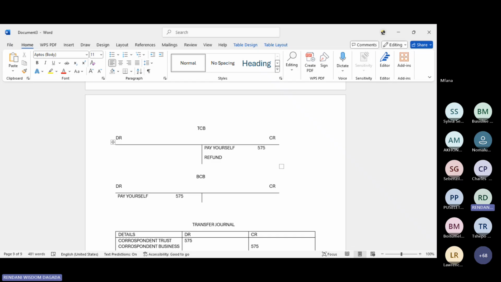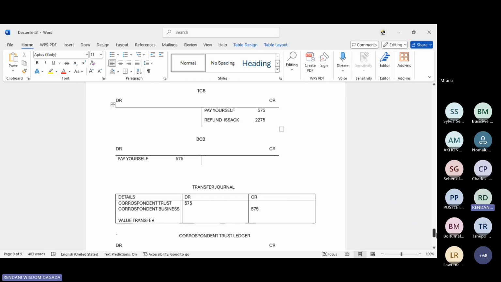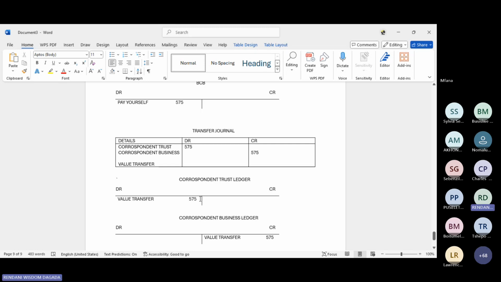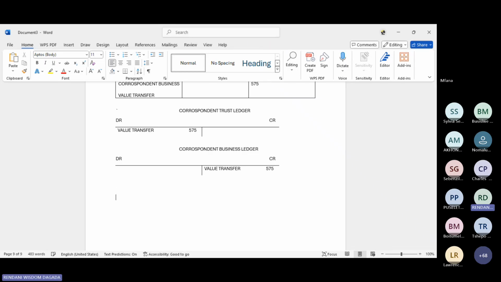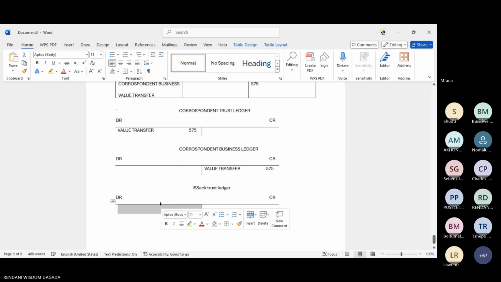When you refund your client, you're just going to say refund from the trust on the credit side, refund Isaac 2275, and then you go and debit Isaac's trust ledger, not the correspondent, but Isaac. Refund Isaac 2275. Just like that.